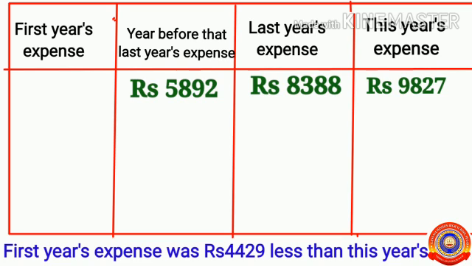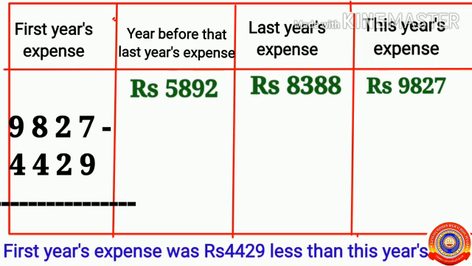Next, we have to find the expense of first year. First year's expense was 4429 rupees less than this year's expense. We know that this year's expense was 9827 rupees. So, to find out first year's expense, subtract 4429 from 9827. 9827 minus 4429. Subtraction of 9 from 7 is not possible. So borrow 1 from 2. 7 becomes 17 and 2 becomes 1.